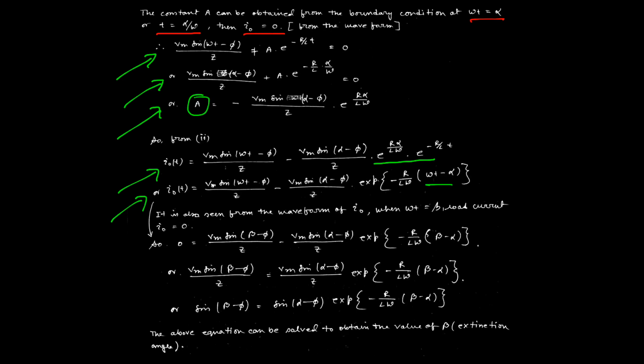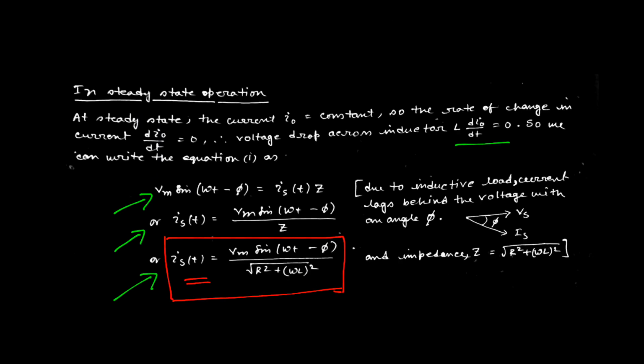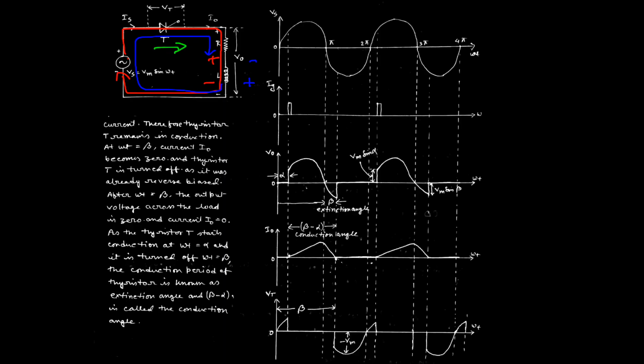It is also seen in the waveform of I0 that at omega t equal to beta, what is the value of I0? So go back to the previous waveform. At omega t equal to beta, in case of the output current, again I0 equal to 0, just similar to alpha. At alpha, I0 was 0. In this case, at beta, I0 is again 0.